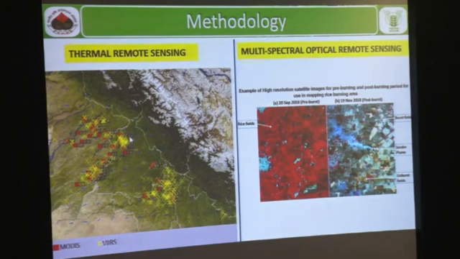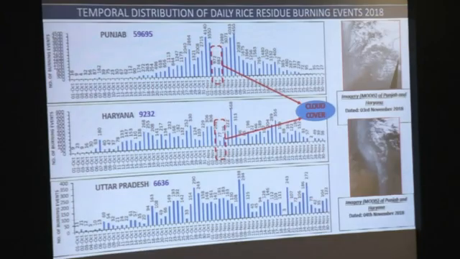Thermal remote sensing using coarse resolution, multiple passes daily data from 7 satellites, and then finally to map the area we used multispectral high resolution 20 meter Sentinel-2 MSI data using pre-burning crop status and post-burning crop status. We issued nearly 61 bulletins on a daily basis, and this is how the distribution happened across the 3 states: there were 59,695 burning events in the northern state of Punjab as compared to 9,232 in Haryana and 6,000 in Uttar Pradesh.